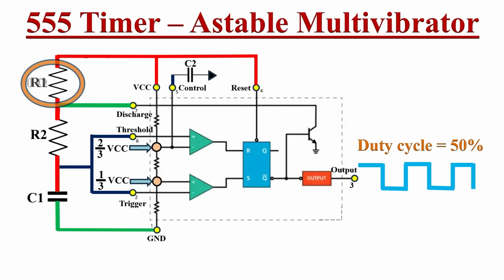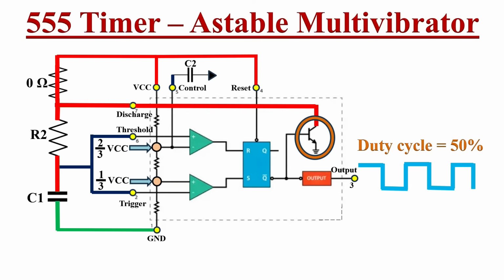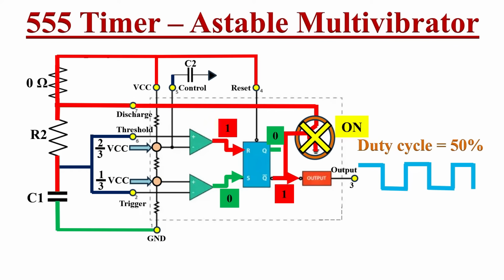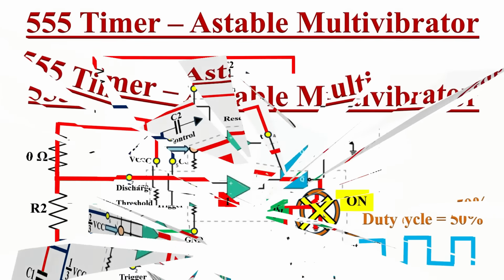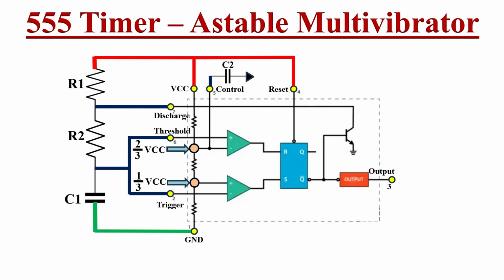But whenever R1 is equal to 0, at that time the entire VCC voltage will appear at the collector of this discharge transistor, and whenever this transistor is on, it will draw maximum current. Because of this, the internal discharge transistor may get damaged. So we cannot use this method to get a 50% duty cycle. Hence we must use some other alternative method to achieve the 50% duty cycle.